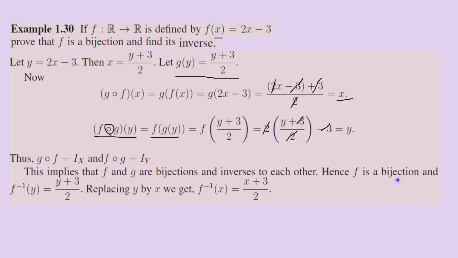Hence f is a bijection, and f inverse of y equals g of y, that is, f inverse of y equal to y plus 3 divided by 2. In the last step of the working rule, we replace y by x. So f inverse of x equal to x plus 3 divided by 2.